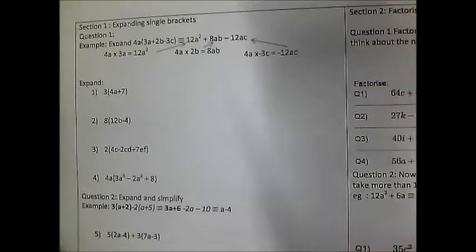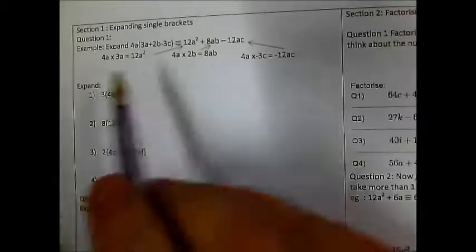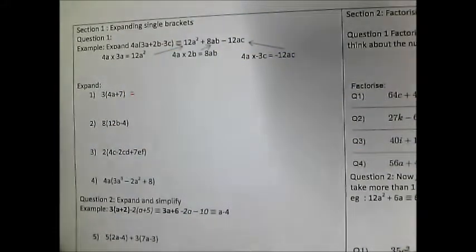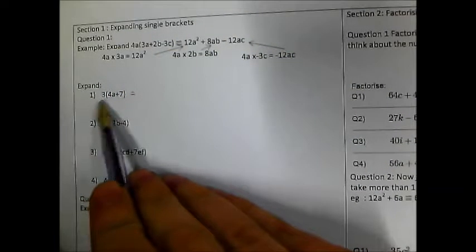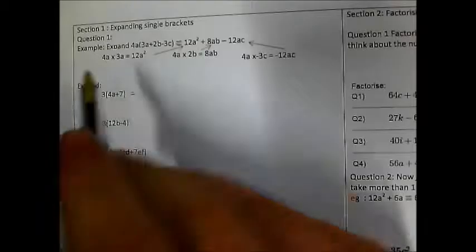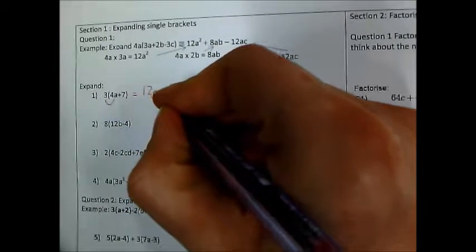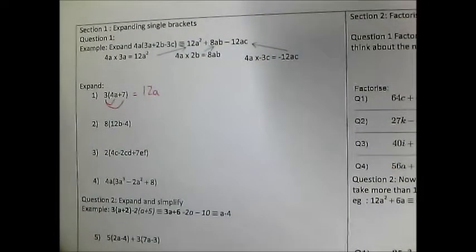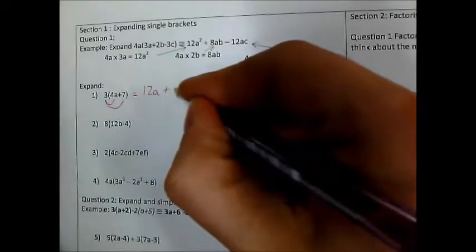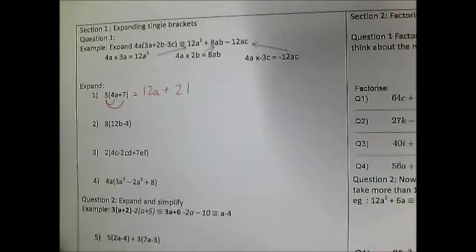So, I'm asked to expand this expression here, so I'm going to multiply everything inside the bracket by 3. So 3 multiplied by 4a is 12a, and 3 multiplied by positive 7 is positive 21. And that's the first one.